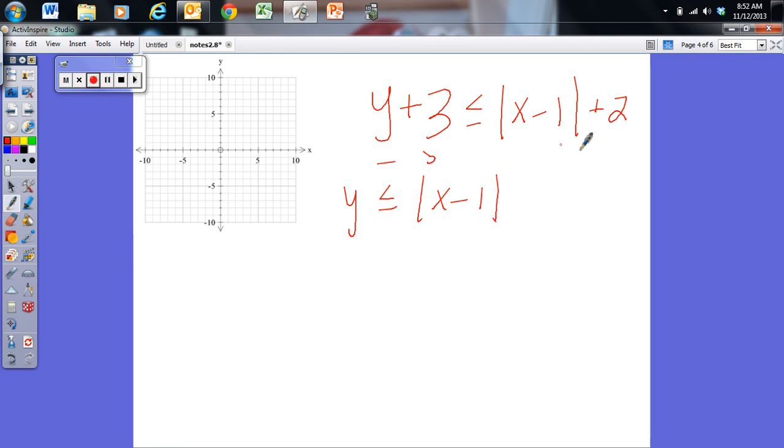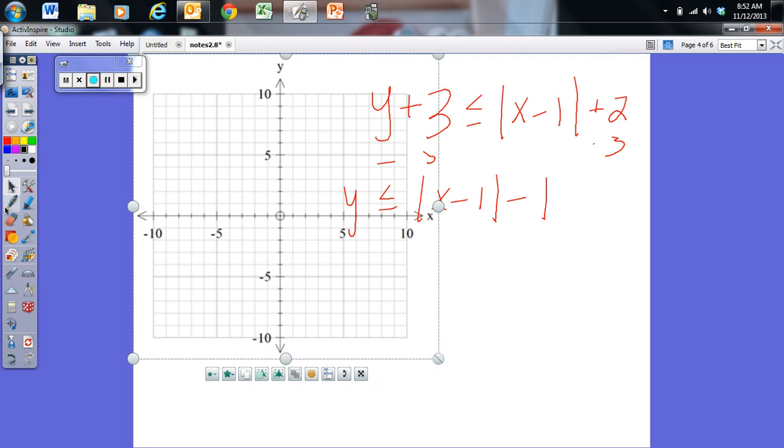Subtract 3 from both sides. So now our inequality moved right 1, down 1. Let's make this graph a little bit bigger. Right 1, down 1. And it still opens up, and the slope is still 1, so I'm still going to go up 1 over 1.